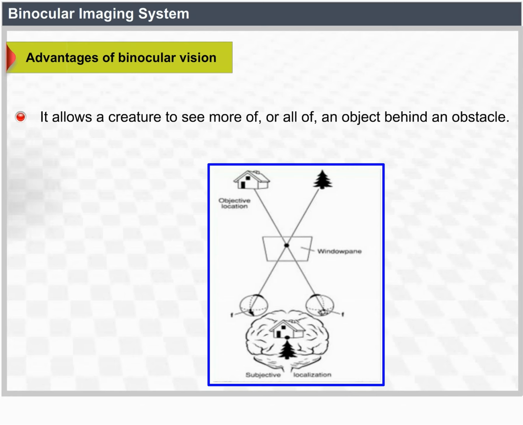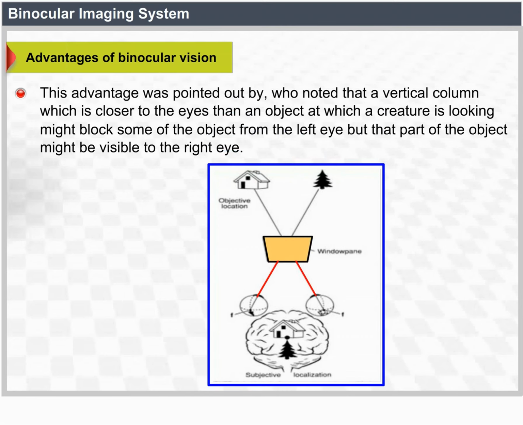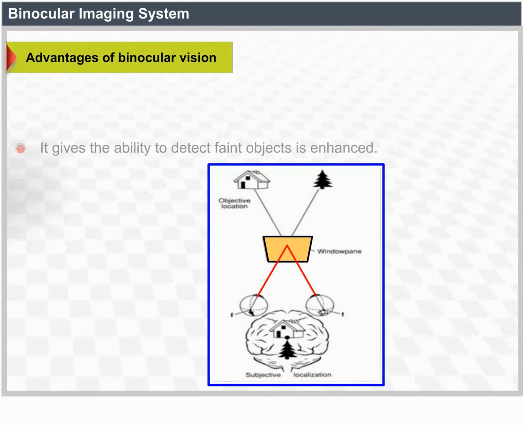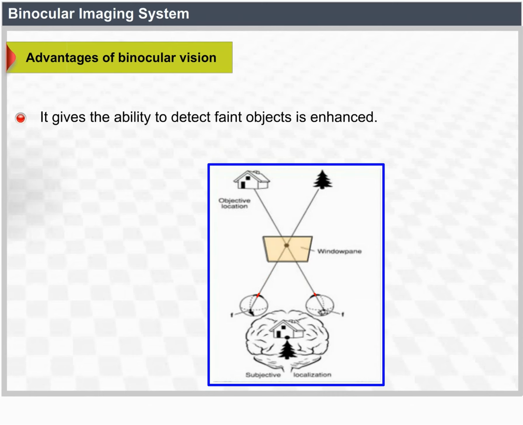It allows the creature to see more of, or all of, an object behind an obstacle. This advantage means that a vertical column closer to the eyes than an object at which a creature is looking might block some of the object from the left eye, but that part of the object might be visible to the right eye. It also gives the ability to detect faint objects with enhancement.